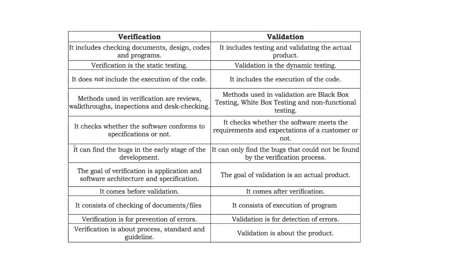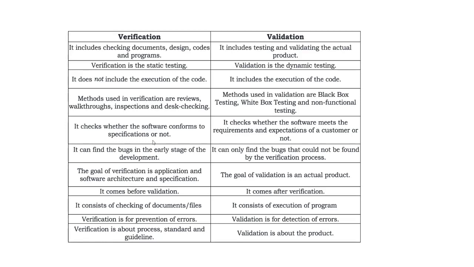When it comes to validation, methods used are black box testing, white box testing, and functional testing. So you will put in all the testing types: black box testing, where testers use the black box testing technique, whereas the white box testing technique is used by developers, right? And non-functional testing. These are the different types of testing that will be performed on the application to validate it.